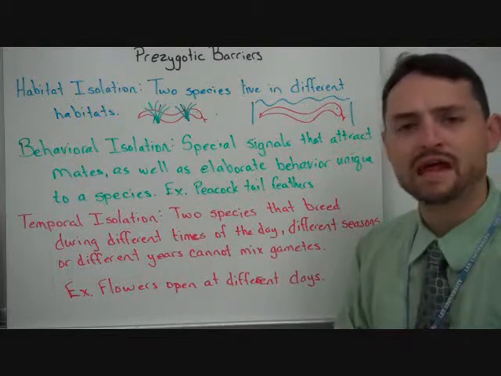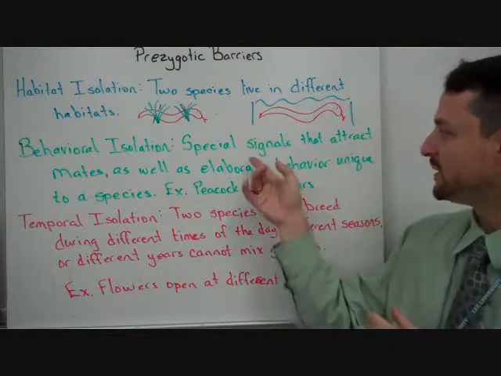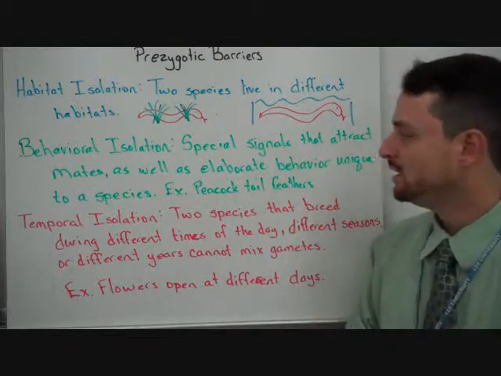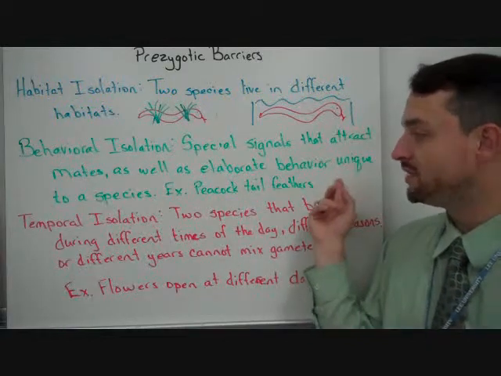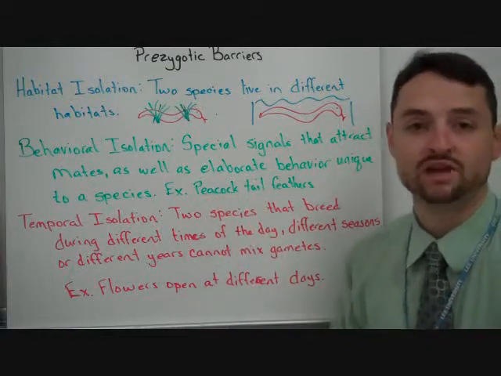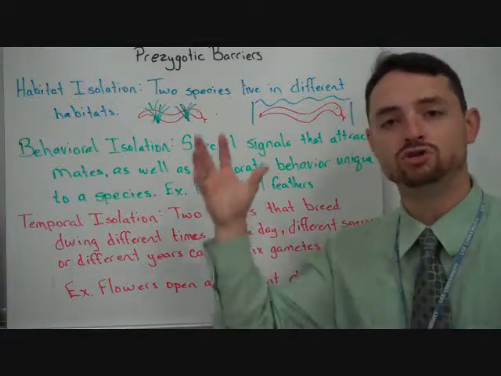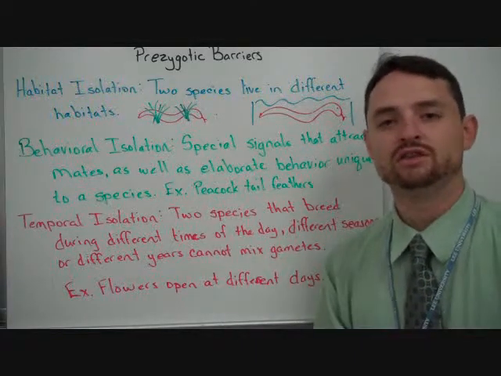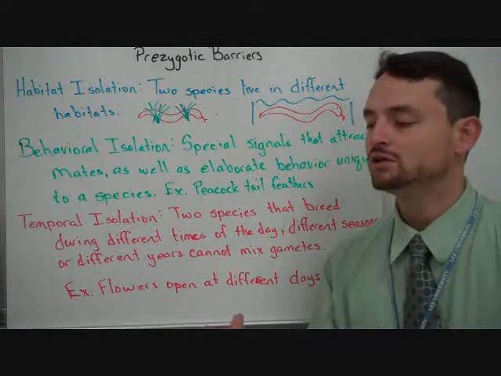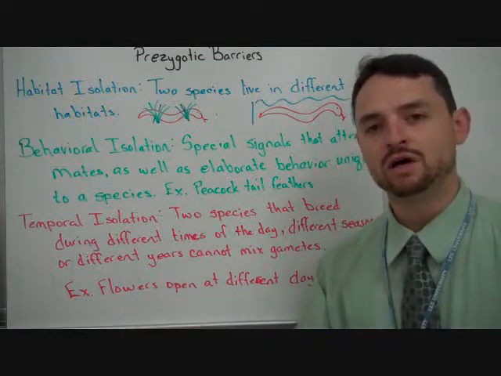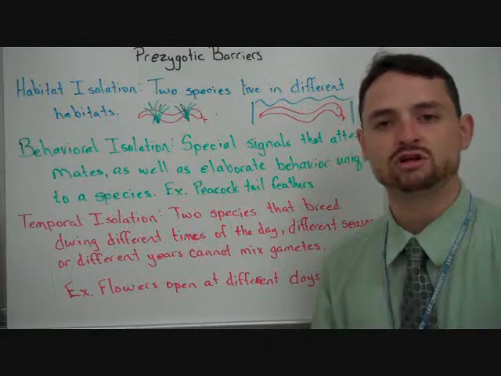The next is called behavioral isolation, and these are special signals that attract mates, as well as elaborate behavior unique to the species. An obvious example of this is the peacock's tail feathers. If you've ever seen a peacock male, those huge tail feathers that can stick up, those are an attraction point for the female. So a female is not going to pick a male that doesn't have that in natural circumstances.